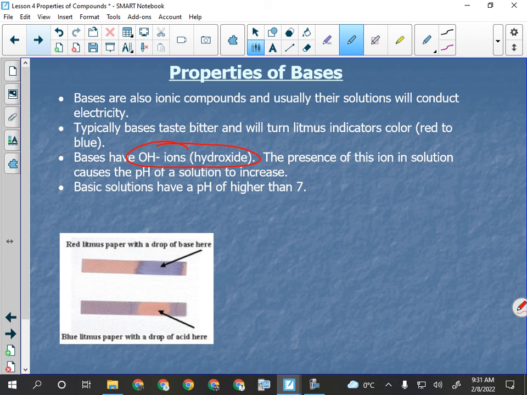Okay, so bases can obviously dissolve things just as easily as acids can. So any ionic compound that's going to contain hydroxide is going to be a strong base. So here would be one. This is what's in lye, sodium hydroxide.